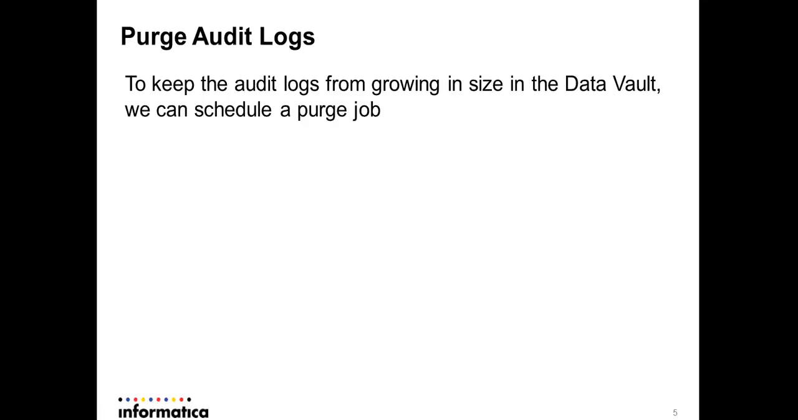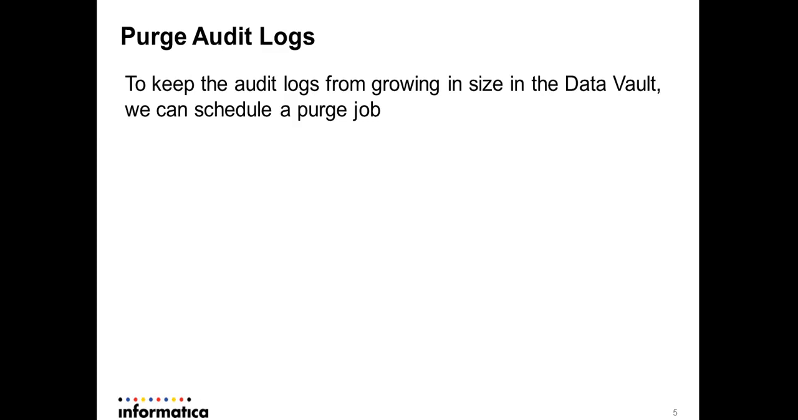So the next step is to purge audit logs. To keep the audit logs from growing in size in the data vault, we can schedule a purge job. We can schedule a purge job to run periodically to purge expired audit logs from the data vault. Optionally, we can also choose to receive email alerts when the purge job is completed, terminated, or exits with an error. This will work if we have configured the email notification option.